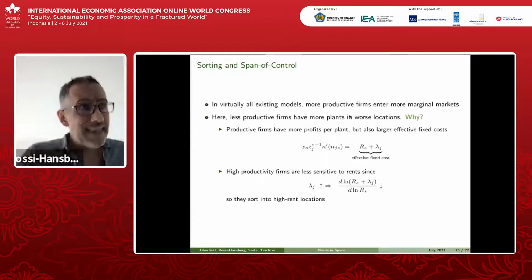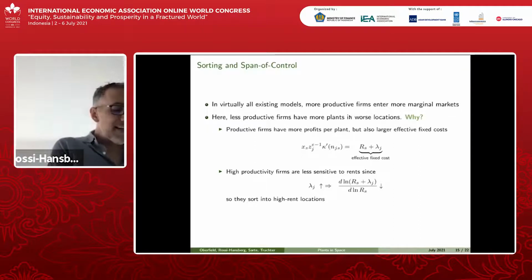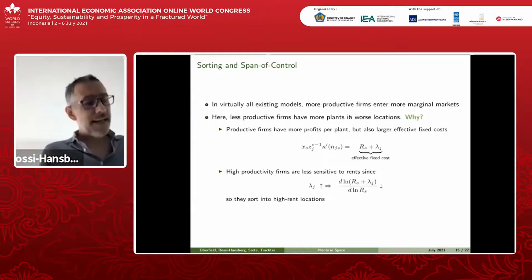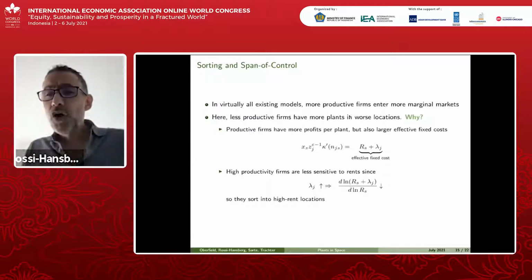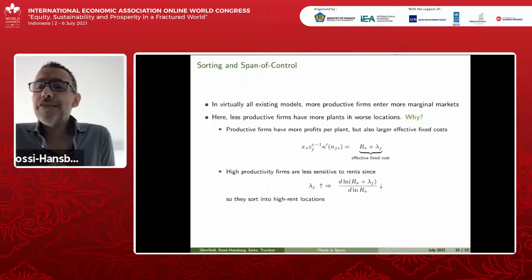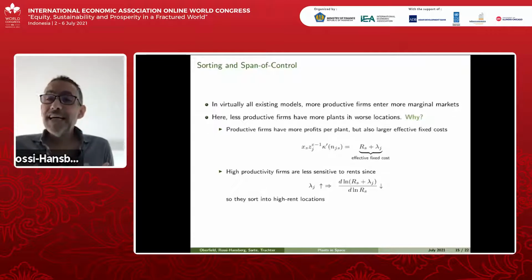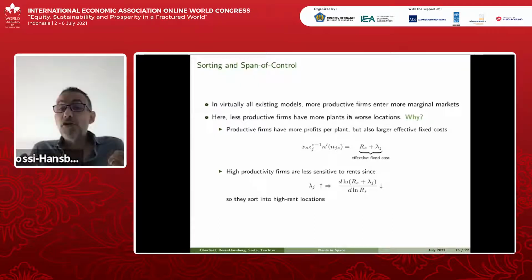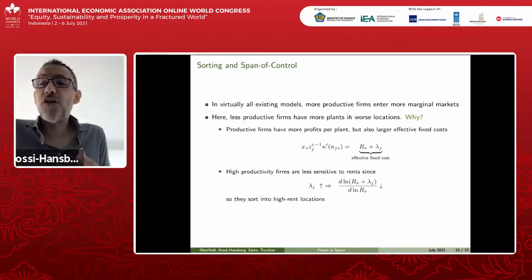Which is a very different implication than what you get in virtually all of these models, that mostly say that the more productive firms are just going to reach more places. Why is that the case here? It's coming from this lambda that I emphasized before, the fact that lambda is larger for larger firms. And so what that means is that rents, or the characteristics of the location, how costly the local costs are, are less important for the firm when deciding how many plants to set up in a particular location than this span of control cost. So for the very productive firm, rents are less important, and what matters is that you're affecting the span of control cost.